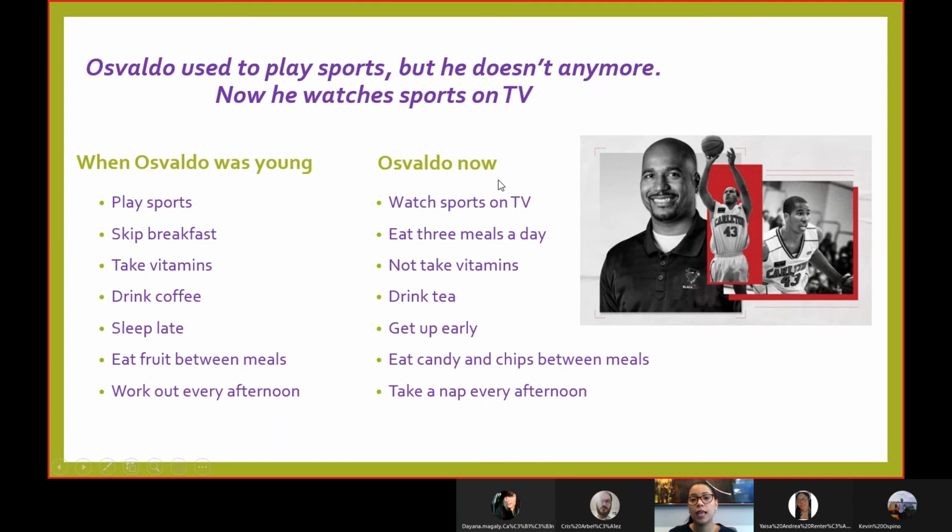Remember, for the present actions, the present habits, we need to use present simple. That's why you can see he watches, right? He watches because we're talking about the present routine or habit. Now, in the past, Osvaldo used to play sports, right? Because it's a past routine. Okay, so if you want, you can raise your hand and take turns. Otherwise, I'll ask you.